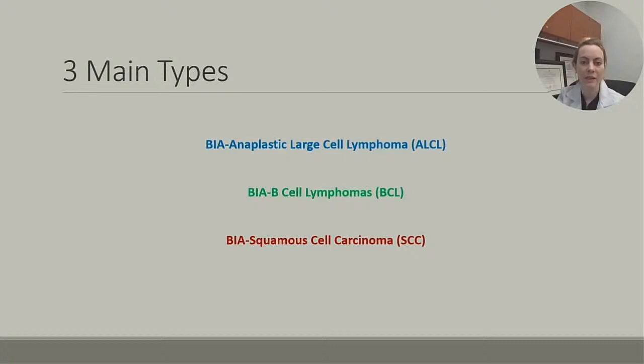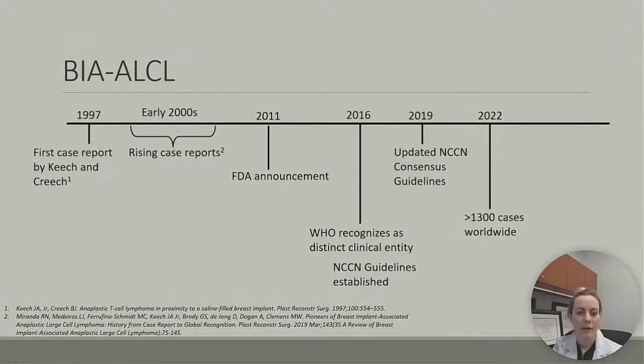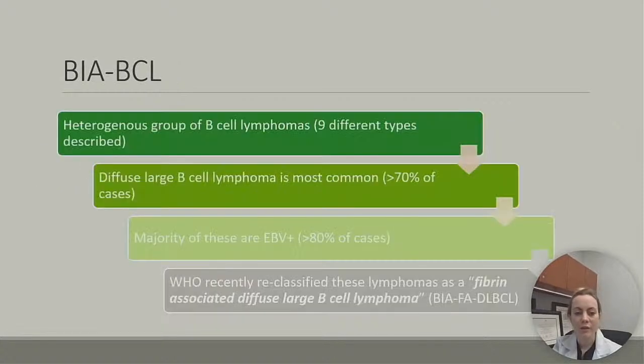But more recently, in September of 2022, the FDA announced a link between breast implants and two other categories. These are the B-cell lymphomas and squamous cell carcinoma. So today I'm going to review differences between these three. ALCL has been around since the first case report in 1997. The FDA made an announcement linking breast implants to ALCL in 2011, and today there are over 1,300 cases reported worldwide. The B-cell lymphomas are different from ALCL in that they represent a heterogeneous group of B-cell lymphomas, not just one type. There are 9 different types that have been described.